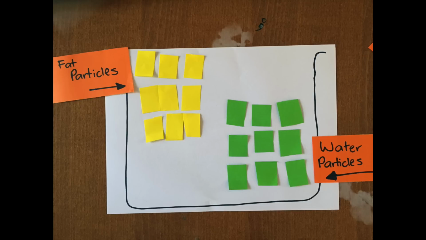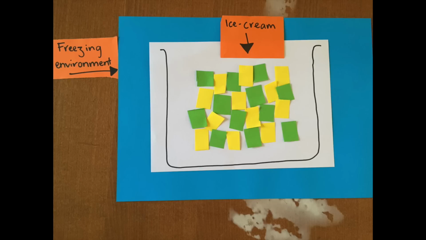Ice cream is made up of two particles called fats and water. When these two particles, fats and water, are bonded together in a frozen state, they create a solid known as ice cream. These particles are packed tightly together and held in a fixed arrangement.